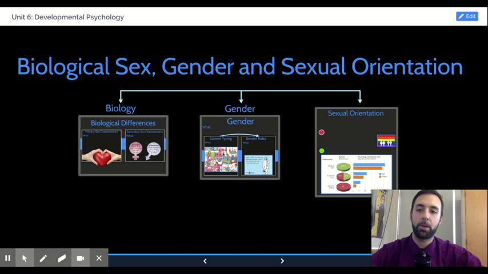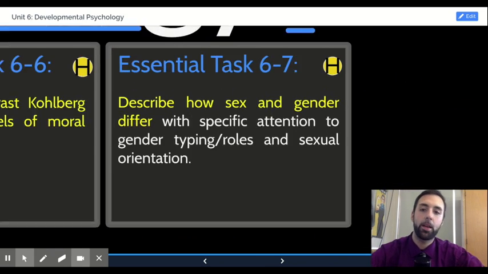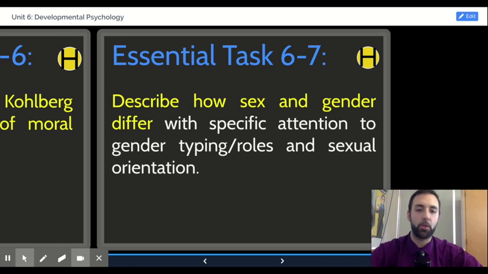So again, we're going to talk about biological sex, gender, and then also include sexual orientation. The concept map is only the 3 boxes that you see here. I have it horizontal, but you could very easily hold this vertically as well. But I'll allow you to pause the video now before proceeding into the concept map.